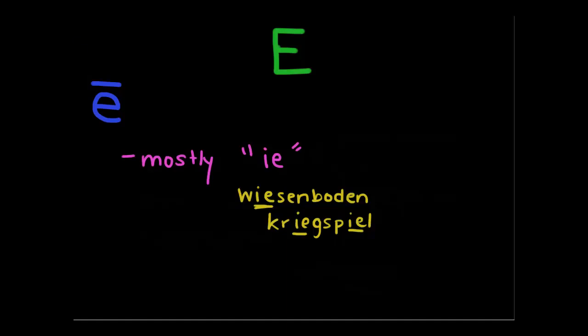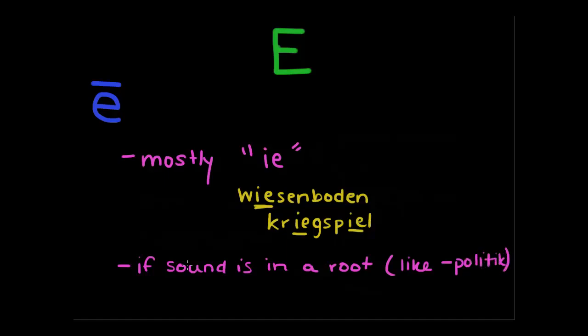However, there's always a catch. If the E sound is in a root, and to illustrate this, an example would be all the words ending in politique. Politique. If it's in a root, like politique or musique, it's going to be I, so spell with an I.